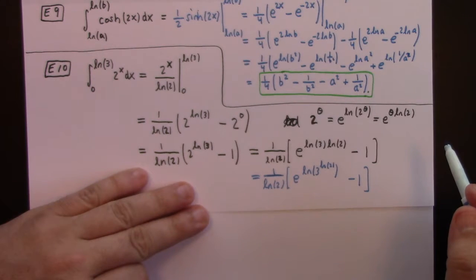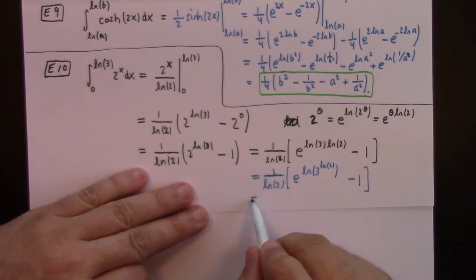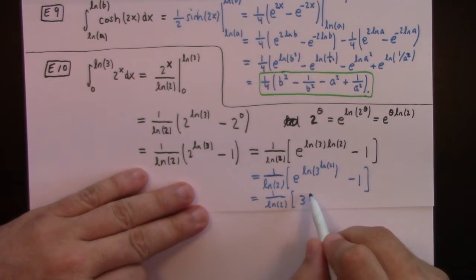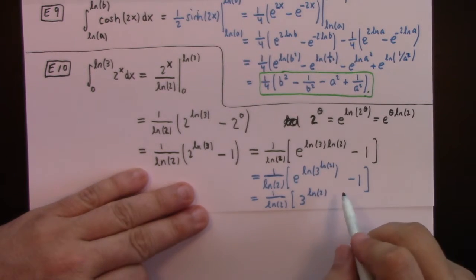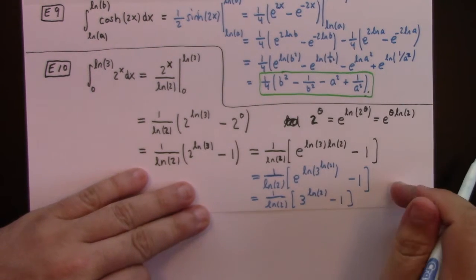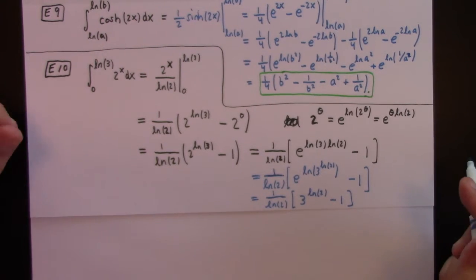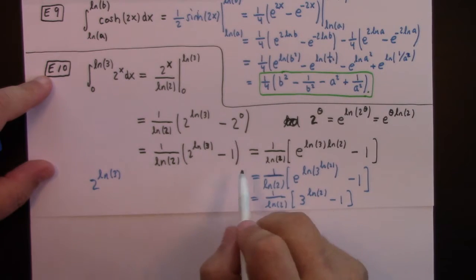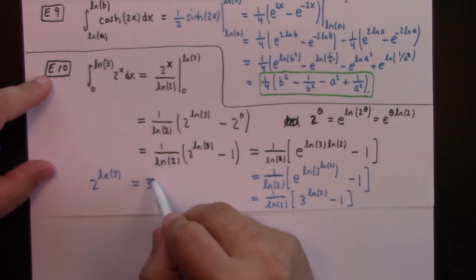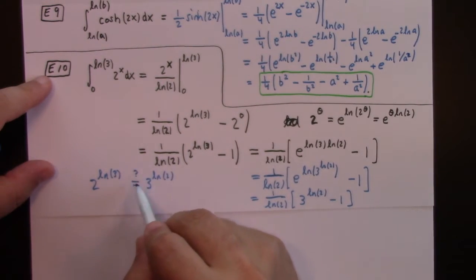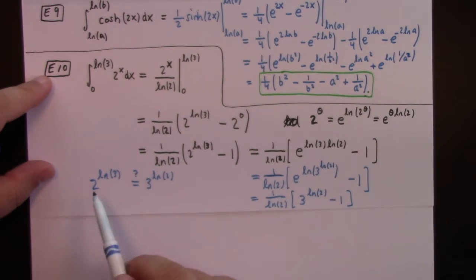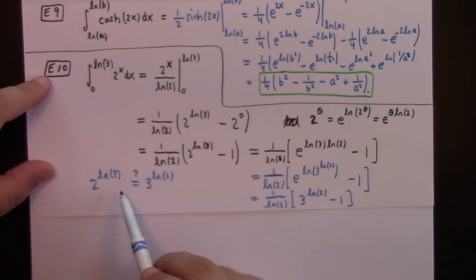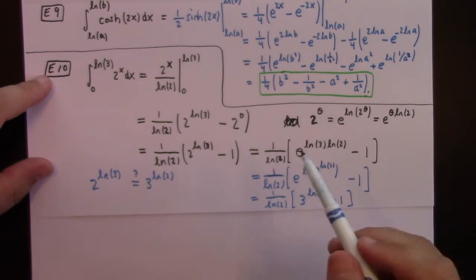It's funny. So it looks like I've got 1 over ln of 2 times 3 to the ln of 2 minus 1. Is 2 to the ln of 3 equal to 3 to the ln of 2? Oh, yes, of course, that's pretty obviously true. If you take the log of both sides and use properties of log, this is equivalent to log 2 times log 3 is equal to log 3 times log 2.